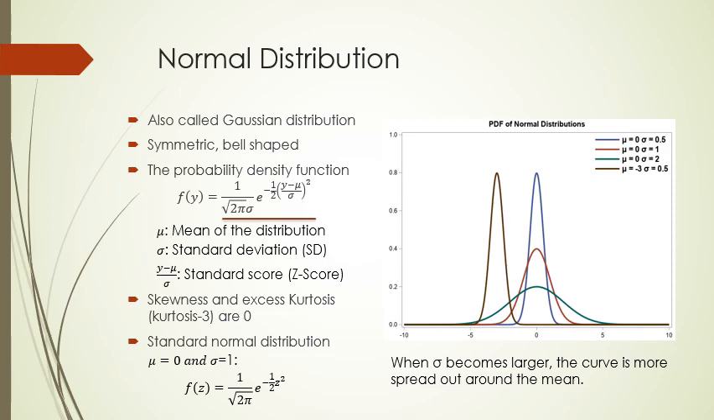When mu equal to 0 and sigma is 1, then we have the standard normal distribution. The graph shows the PDF of the normal distributions with various parameters. When sigma becomes larger, the curve is more spread out around the mean.